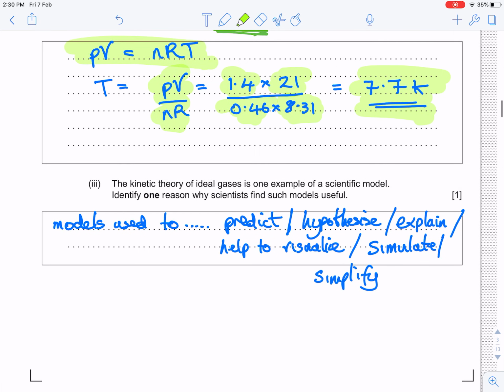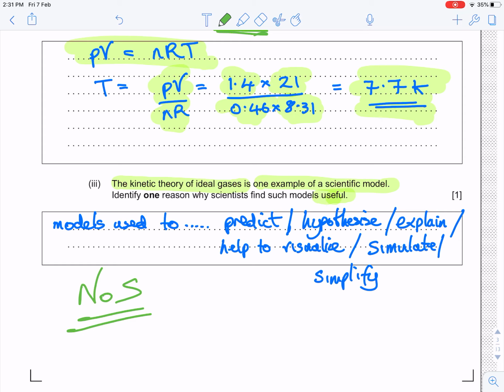Finally, for this question, this is a nature of science question. And the question is, the kinetic theory of ideal gas is one example of a scientific model. Identify one reason why scientists find such models useful. You haven't got to be specific here, because it is a nature of science question. So you've got to say what models are useful and why they're useful.